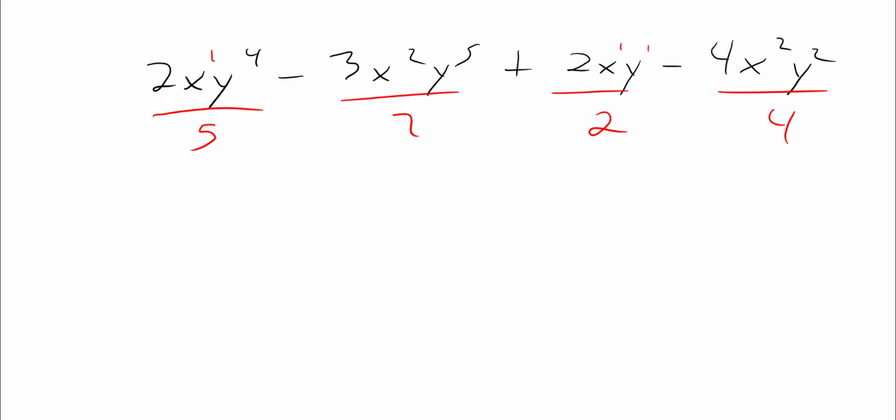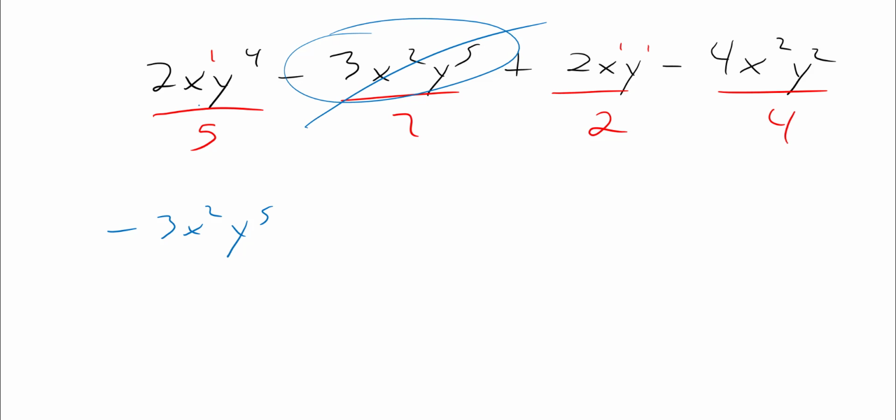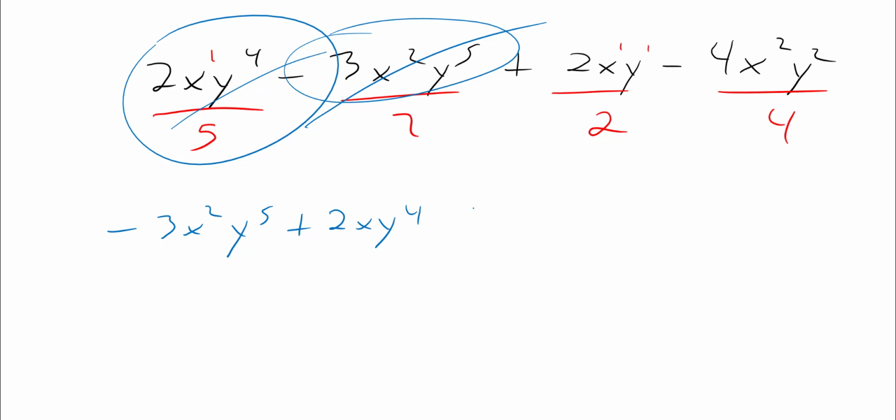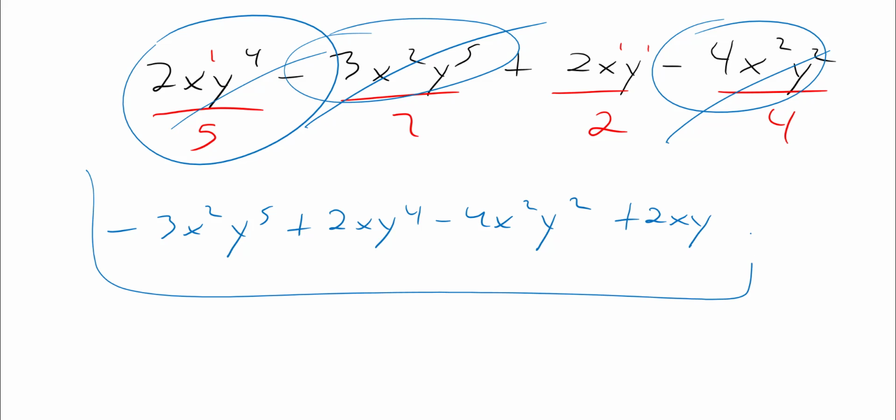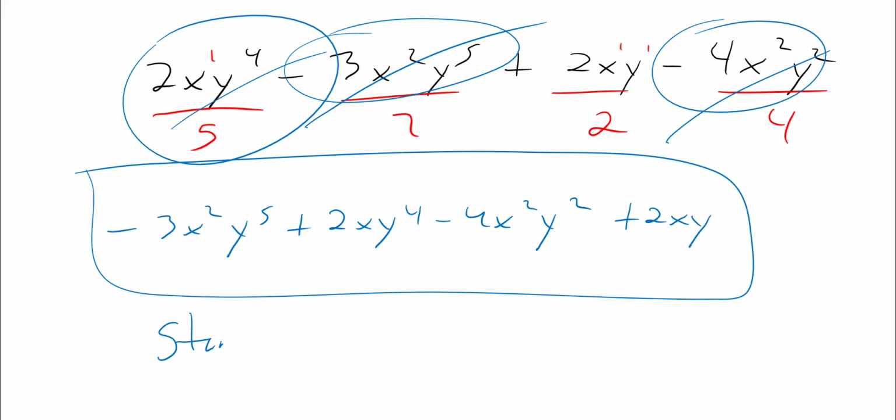So we put it in order here. Okay, the order is going to be this first one here. So negative 3x squared y to the fifth. Then this guy. So plus 2xy to the fourth. And then the next one is this one, minus 4x squared y squared. Okay, cool. And then second degree plus 2xy. And we're done. That is in standard form. Okay, pretty easy. All right.